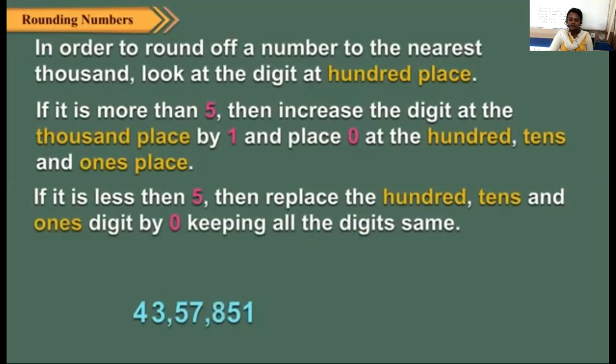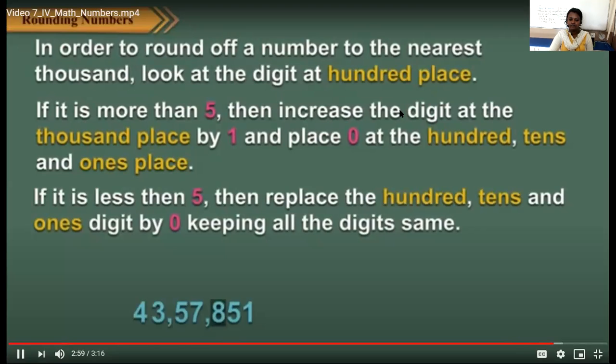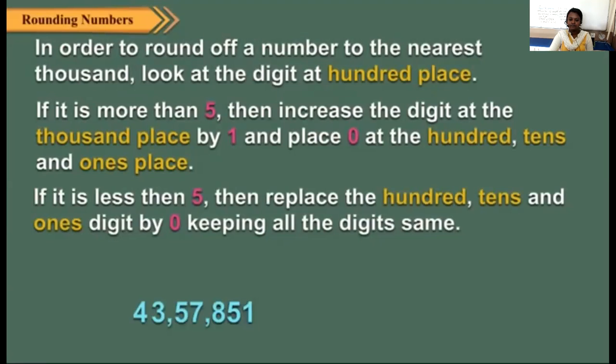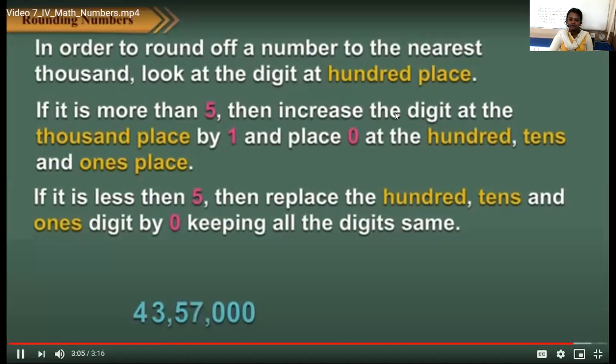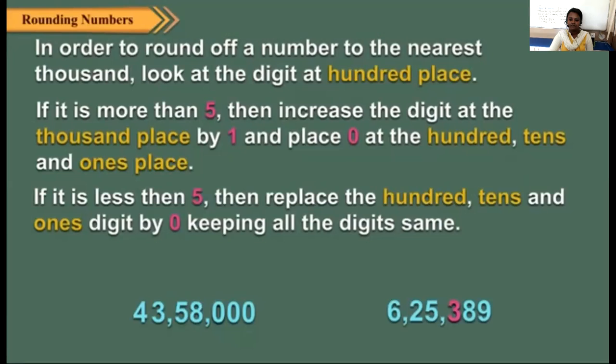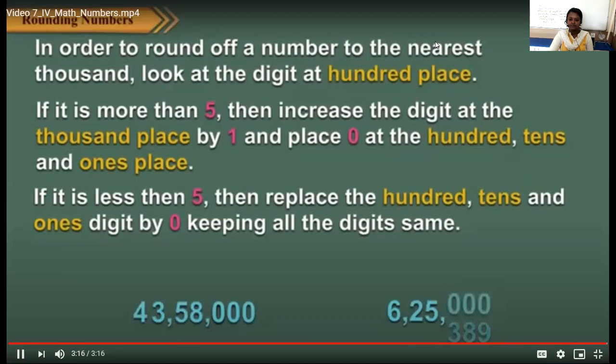Here 8 is greater than 5. So we replace the hundreds, tens and ones place by 0 and increase the thousands digit by 1. Here 3 is less than 5. So we replace the hundreds, tens and ones digit by 0.